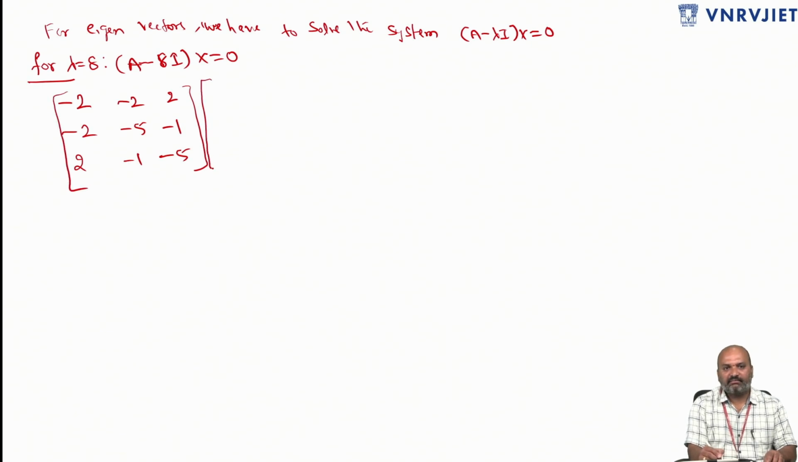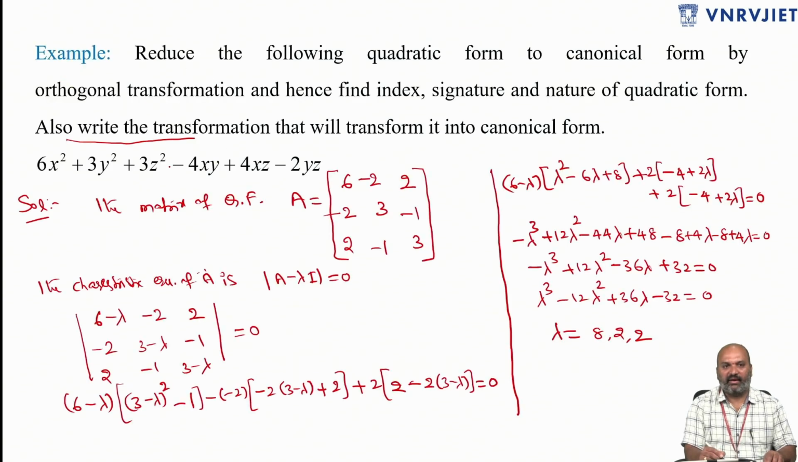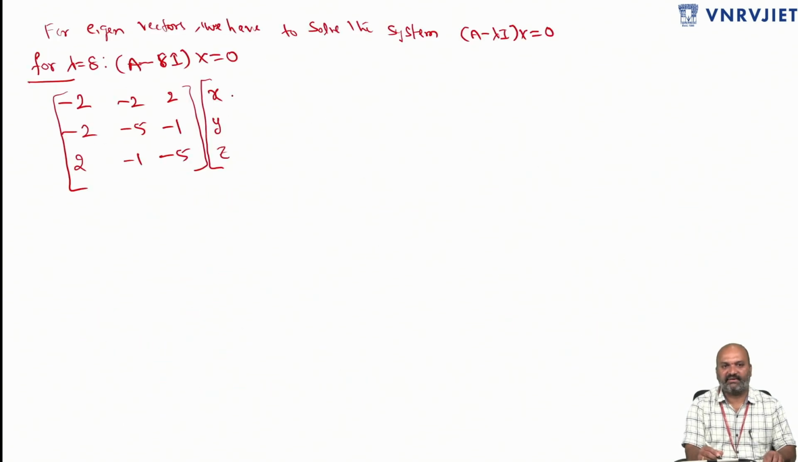What is vector x? You can take the variables x, y, z or x1, x2, x3, your wish. Let's take x, y and z as the variables. So, this is equal to 0, 0, 0. Observe here, this is the homogeneous system. How to solve a homogeneous system? So, reducing it to echelon form first, applying the elementary row transformations.